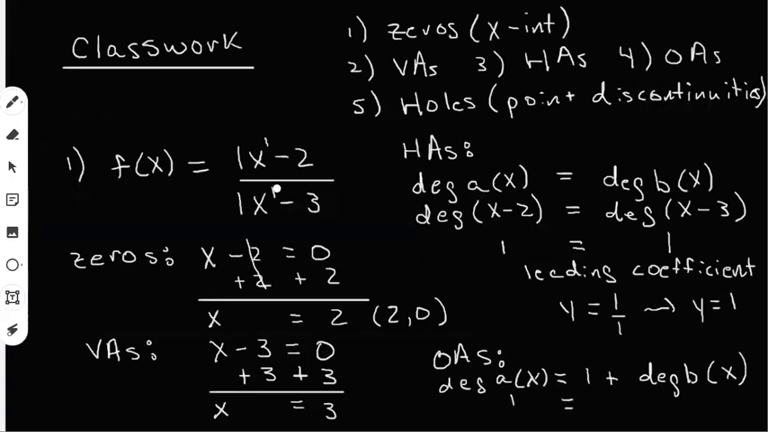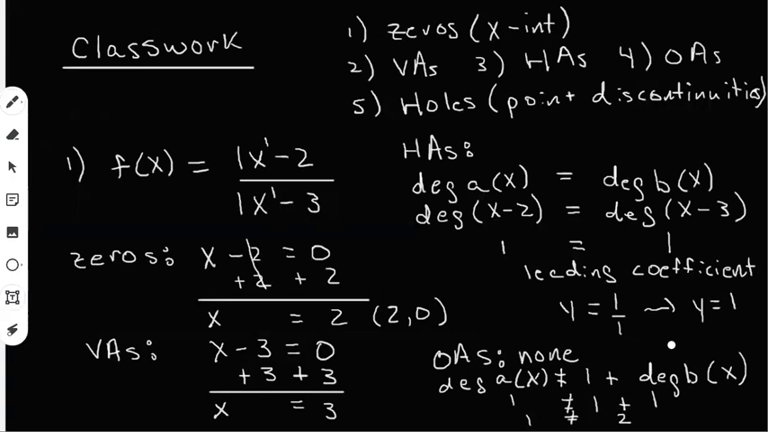The highest exponent on the bottom is also 1. So this side is going to be 1 plus 1, which is 2. So I get 1 is equal to 2. Is that really true? No, it's not. So I'm going to put not equal to. So there is no oblique asymptotes to speak of.